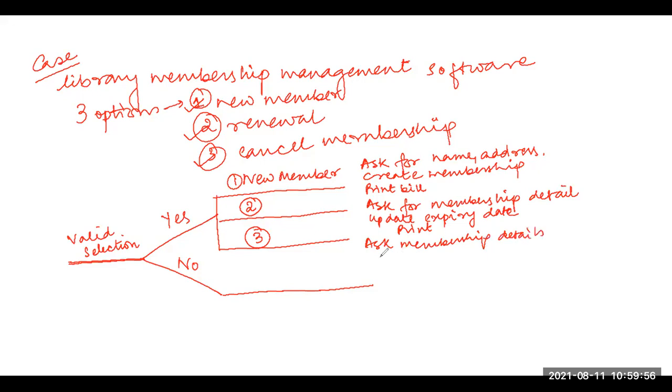Then they will delete the record and they will print the due amount, right? So these are the actions which need to be taken based on the accomplishment of these conditions, okay? And on the first instance only, if it is not a valid selection, then it will display some error message.